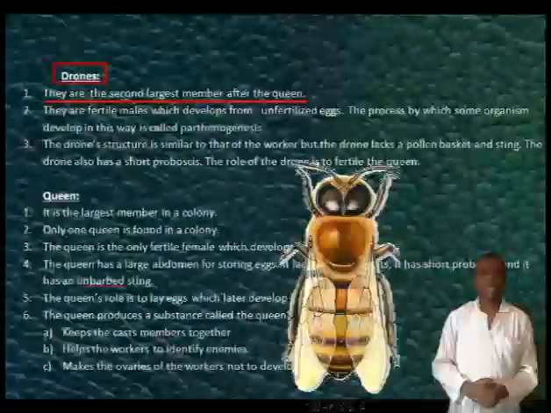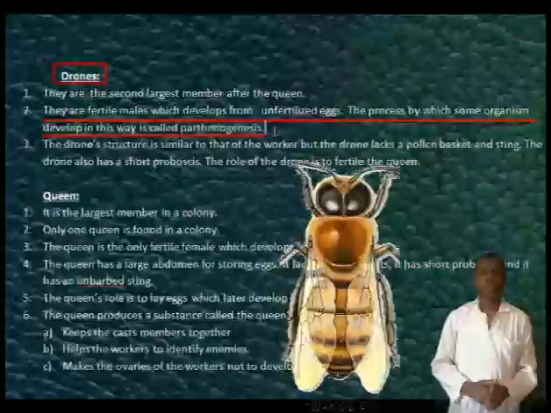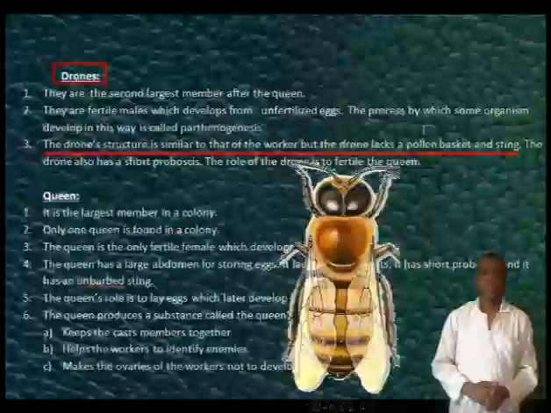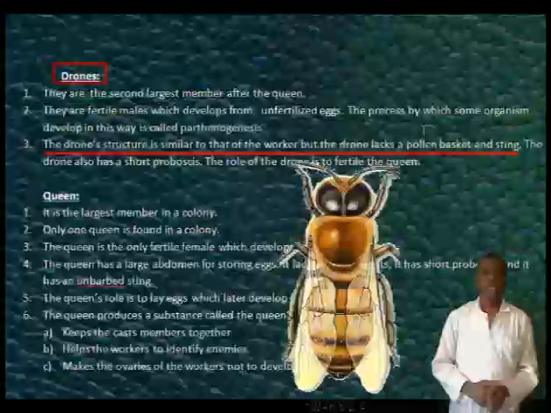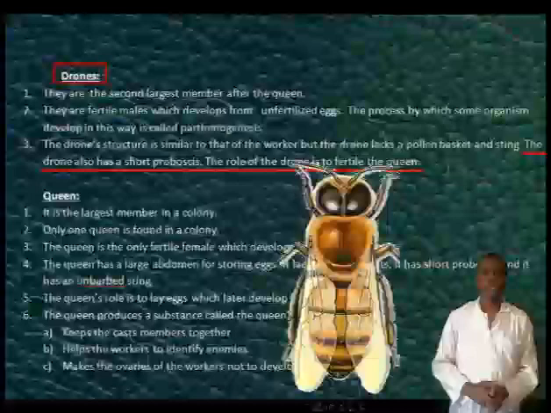Drones. They are the second largest members after the queen. They are fertile males which develop from unfertilized eggs. The process by which some organisms develop in this way is called parthenogenesis. The drone structure is similar to that of the worker, but the drone lacks a pollen basket and a sting. The drone also has a short proboscis. The role of the drone is to fertilize the queen.